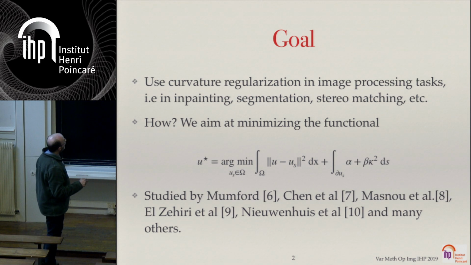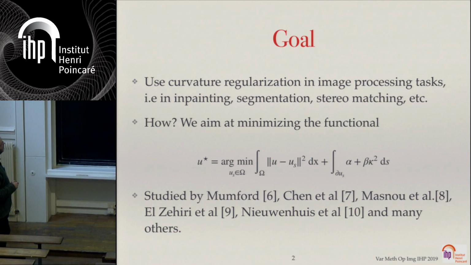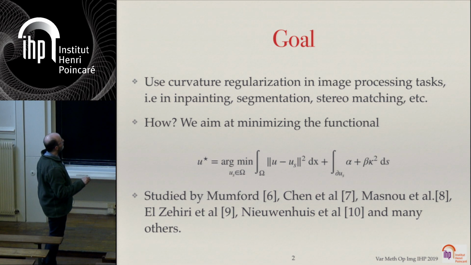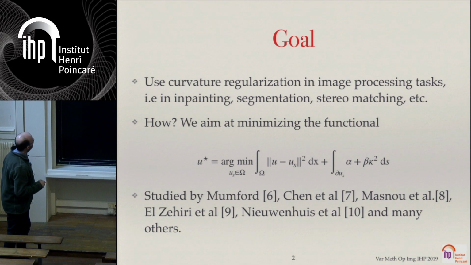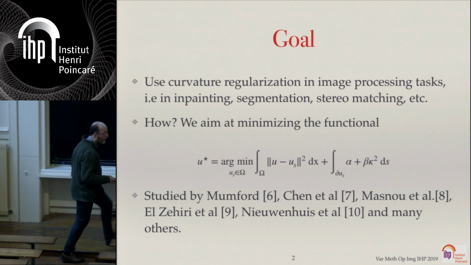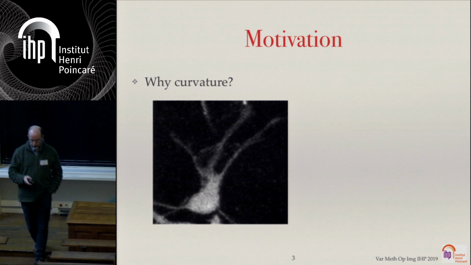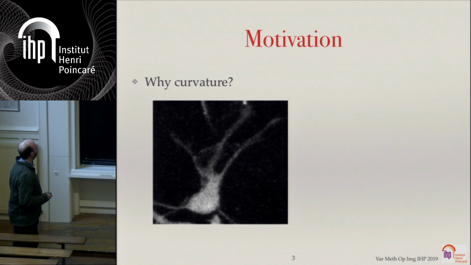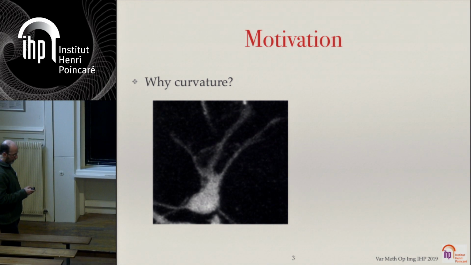Okay. It's been used a great deal in computer vision for various tasks, for instance, in painting, segmentation, and stereo matching. So these are a few of the people who've studied this functional or variation of it. In particular, in our community, Masnou did that, and many others. So what's the motivation? What do we want to study? I should say a few things, but they will come on. So why do we want to study curvature?